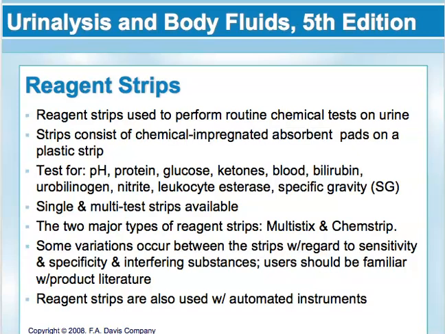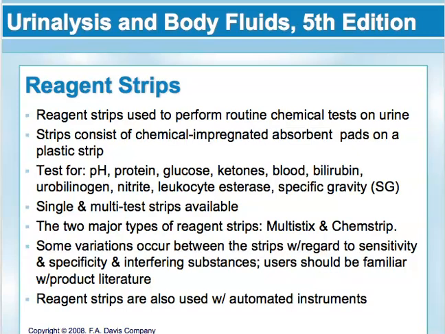Okay, so reagent strip testing is a rapid means for performing medically significant chemical analysis of urine. Those strips, the reagent strips, urinalysis strips, provide results for pH, protein, glucose, ketones, blood, bilirubin, urobilinogen, nitrite, leukocytes, and specific gravity. So those are all of the tests that are included on that reagent strip. We're going to go through each one of those tests.